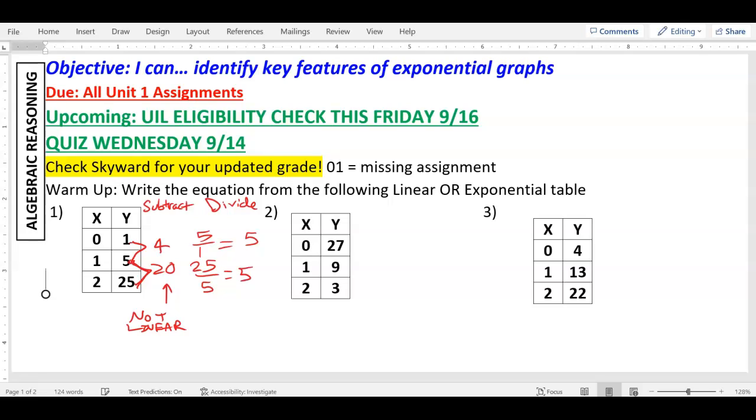5, okay? Now, if the dividing gives the same number, that's exponential. That means they have a common ratio. That means that they're multiplying by the same thing.